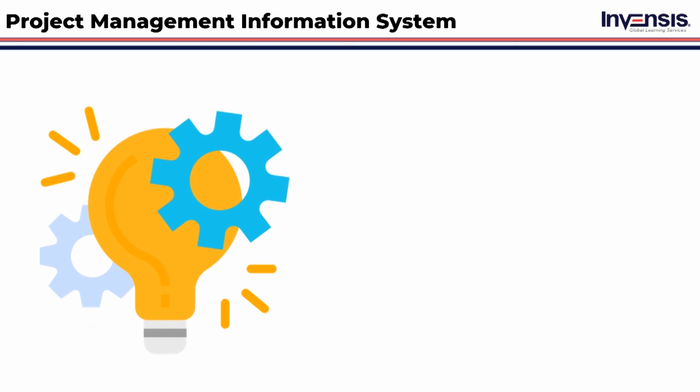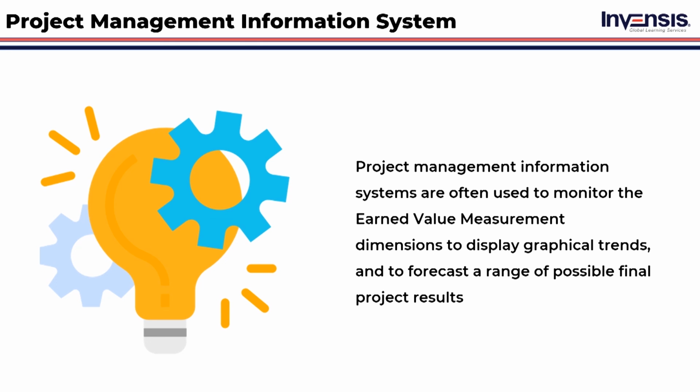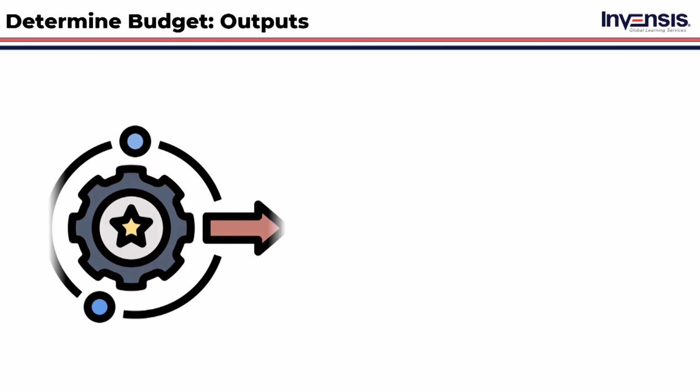Now, we have Project Management Information System technique. Project management information systems are often used to monitor the earned value measurement dimensions, to display graphical trends, and to forecast a range of possible final project results. These are the tools and techniques used to control the costs, and using these, there are few outputs to this process. So let us explore the outputs.